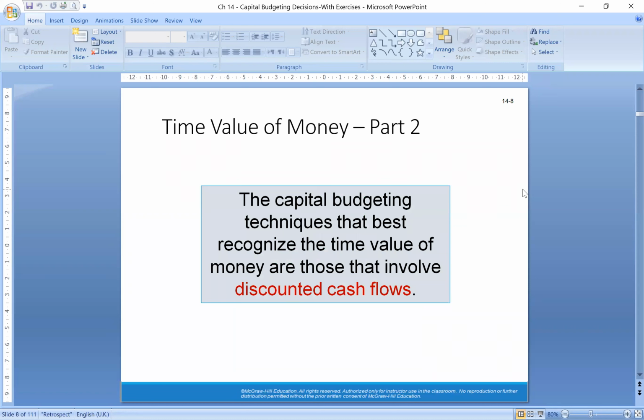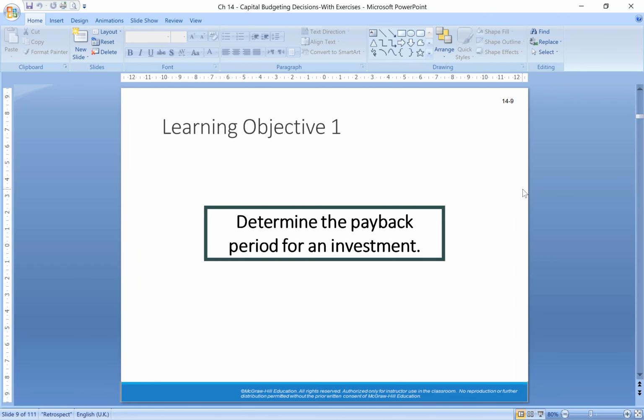The capital budgeting techniques that best recognize the time value of money are those that involve discounted cash flows. The word discounted cash flows means I have to calculate the present value of all cash flows expected to be earned in the future.